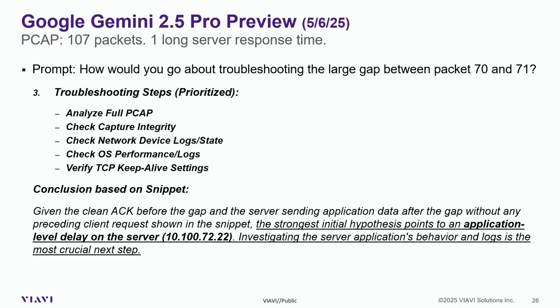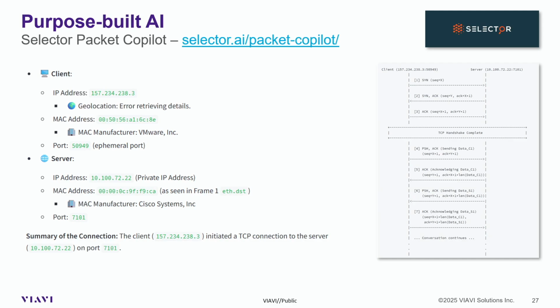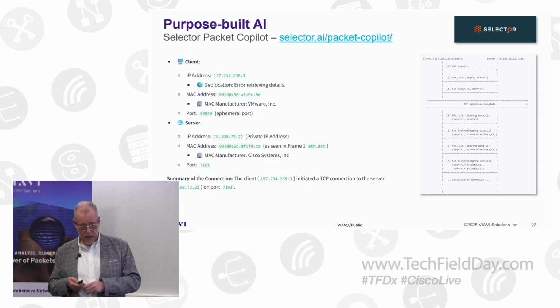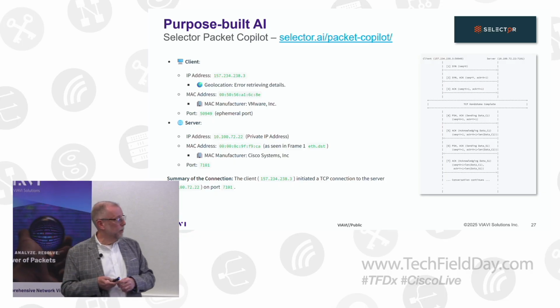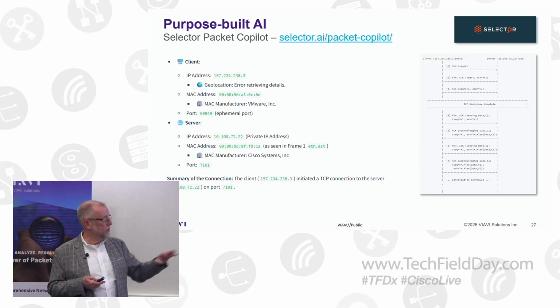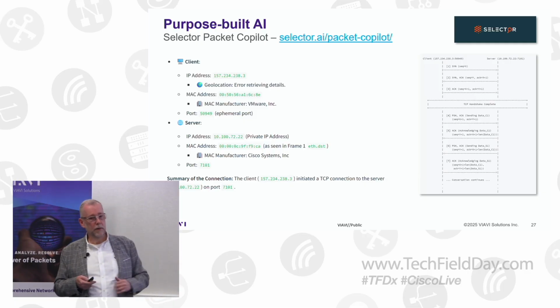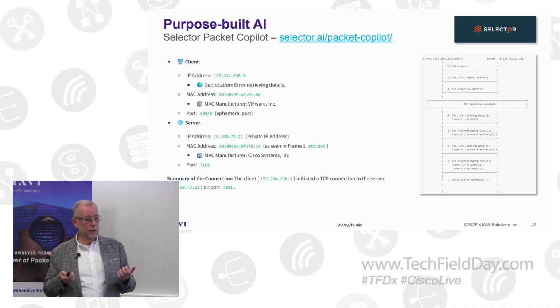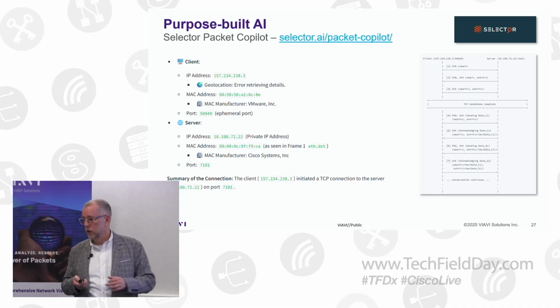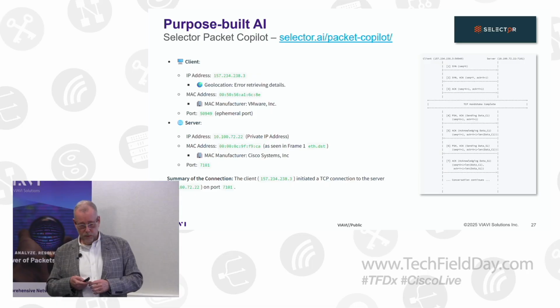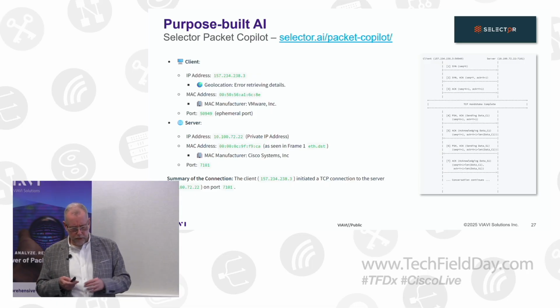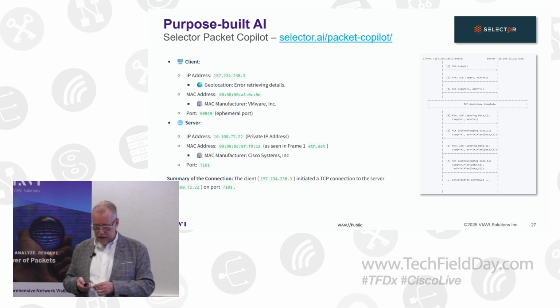Just to wrap this up, I wanted to give a shout out to a couple of purpose-built tools that show a lot of promise when it comes to PCAP analysis. We have, first of all, Selector.ai's Packet Copilot. This is a very promising looking way to analyze data. It gives you a nice breakdown of the PCAP, provides you with a lot of good options for interacting with it, and can even draw you a little picture of the conversation. So that's one to keep an eye on. Selector.ai, they're here at Cisco Live.